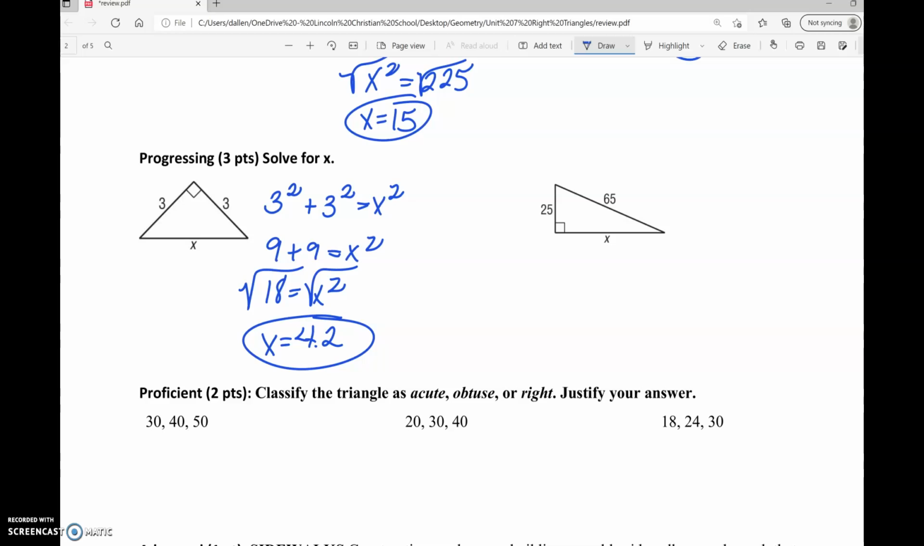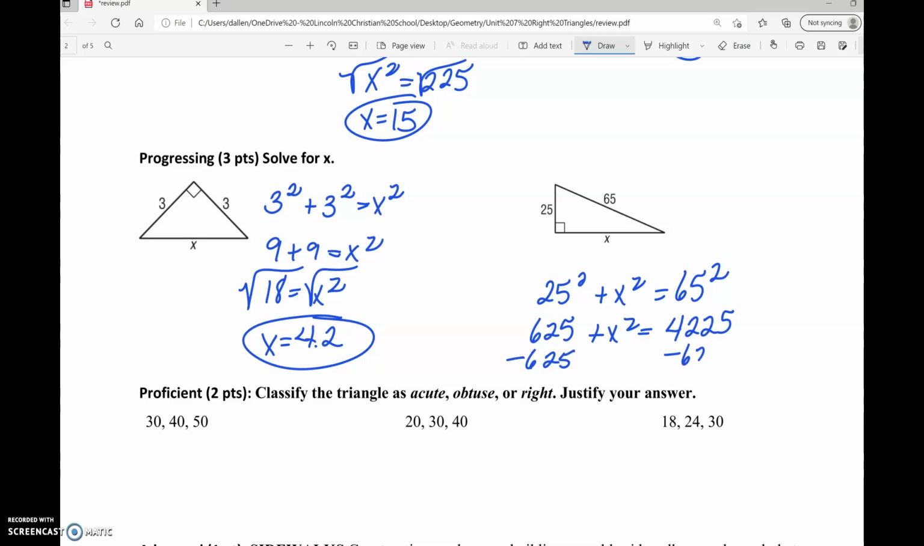All right, and then here we would do 25 squared plus x squared equals 65 squared. 625 plus x squared equals, let's calculator, 4,225, and then subtract 625. So x squared equals 3,600. So x equals, if I square root both sides, 60.